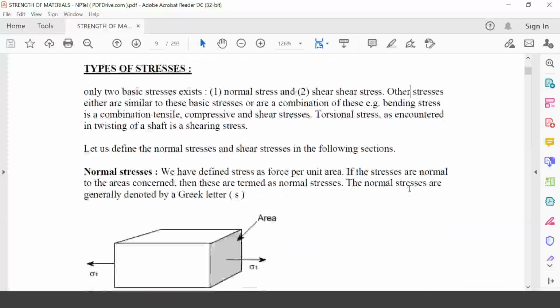types of stresses. What are the different types of stresses? The different types of stresses are normal stress. There are two basic types of stresses that exist: normal stress and shear stress.